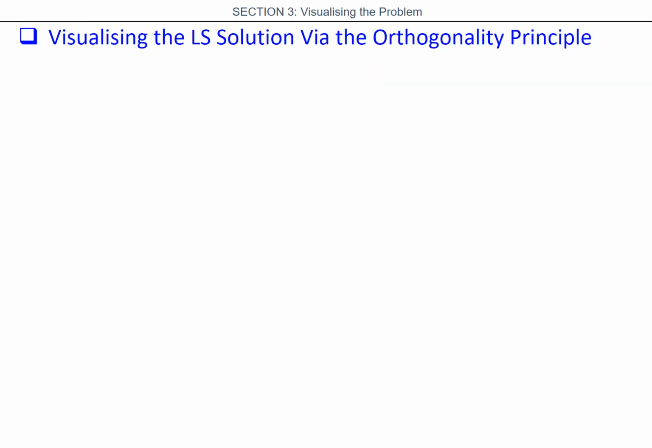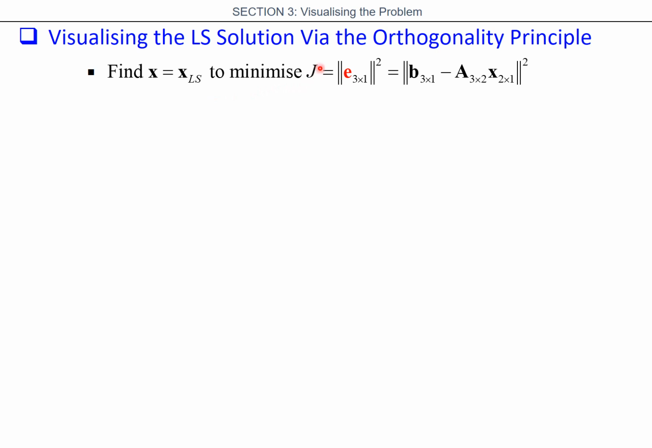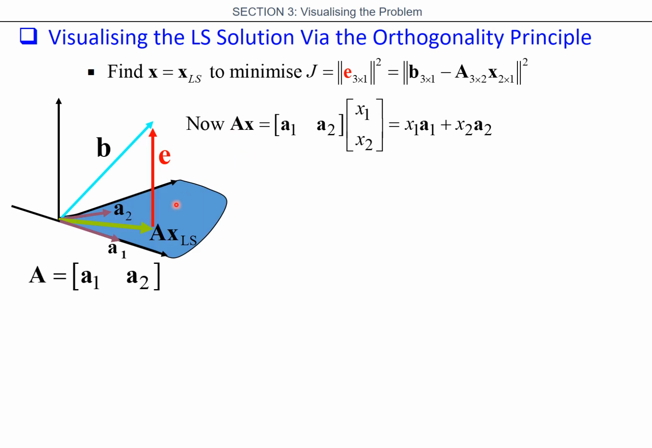So let's have a look at this interesting visualization. It's a visualization to find the least squares solution. It's via what's called the orthogonality principle. So we want to minimize this objective function, and we want to find x as x_ls, the least squares solution. Now we know that we can write Ax like this, x1 times a1 plus x2 times a2, where a1 and a2 are the two columns in A. So we know that Ax, or in this case A x_ls, must lie in the column span of A. So it must lie in this blue plane, because this will access any point in that blue plane.